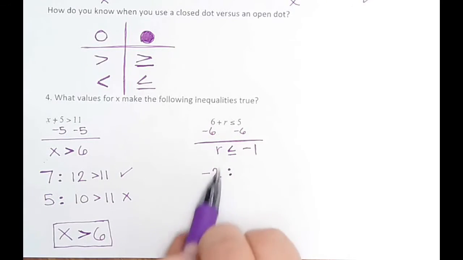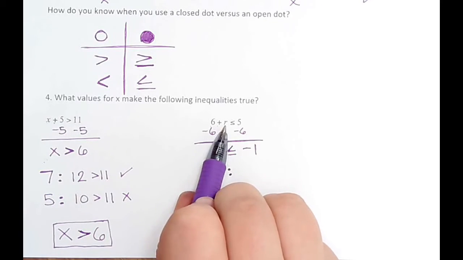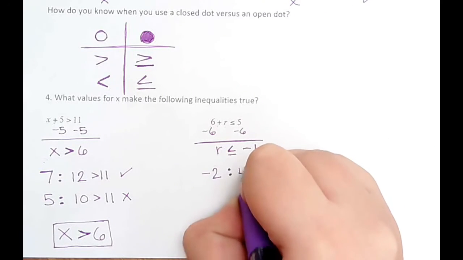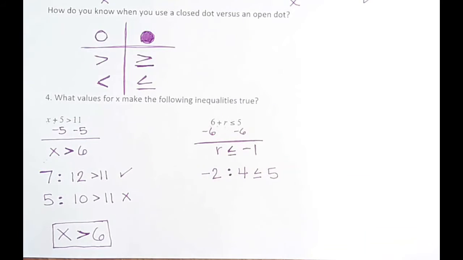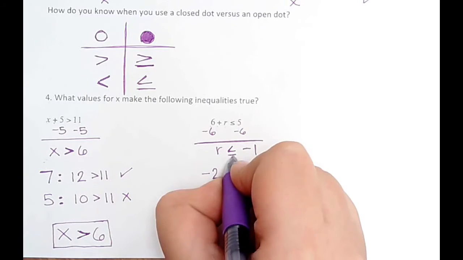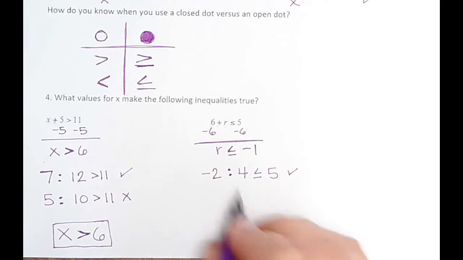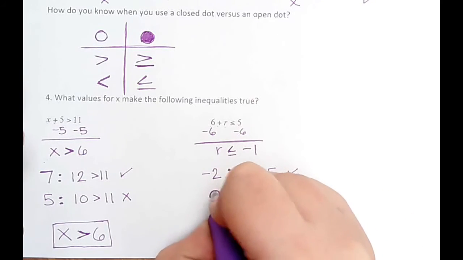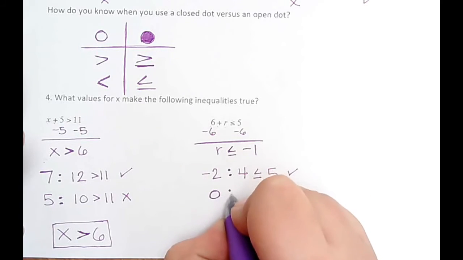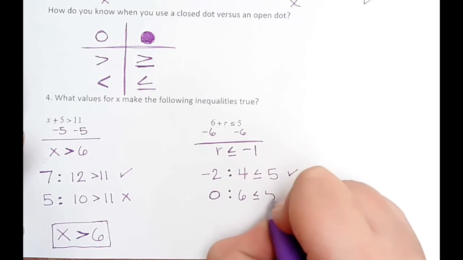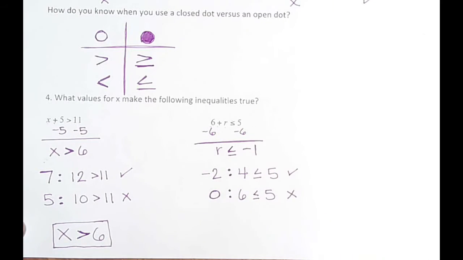If I plug in negative 2, I get 6 plus negative 2, 4, less than or equal to 5. Is this a true statement? Yes, so this is true. However, if I plug something in that is not true, so what's a number that's actually greater than negative 1? Let's plug in 0, because 0 is greater than negative 1. It's not less than negative 1. I get 6 plus 0 is less than 5. 6 less than or equal to 5? No. So I know that this equation is true, and it works.